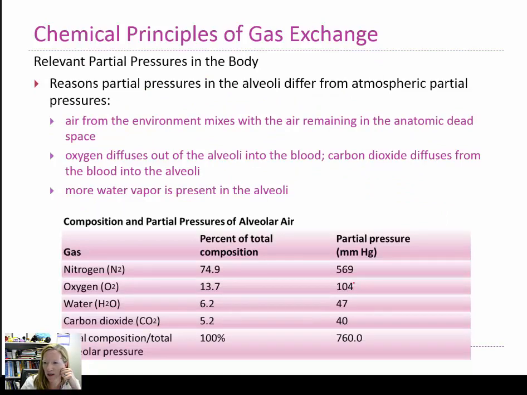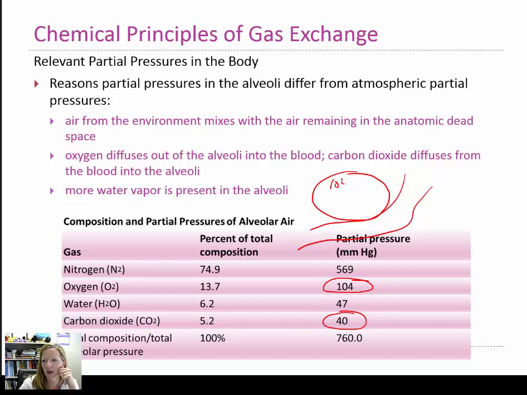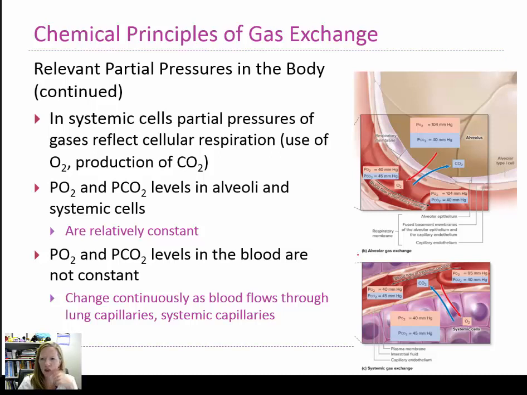So that's why in the alveoli you end up with 104 millimeters of mercury for the partial pressure of oxygen, and you end up with 40 millimeters of mercury for the partial pressure of carbon dioxide. These are the numbers that I want you to know. These are going to be the most relevant ones. So that's in the alveoli. If we were looking at the alveoli, here's the bloodstream. We care about the 104, that is oxygen, and we care about the 40, that is CO2. PCO2 and PO2 in the alveoli stay relatively constant.